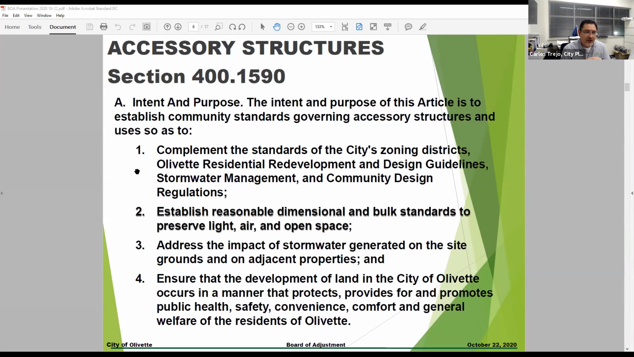So these dimensional and bulk standards are what the council has felt are reasonable and reflective of our community character, and should be compatible throughout all properties within the city of Olivet. And then, of course, to address the impacts of stormwater generated on the sites and to ensure that the development of land occurs in a manner that promotes public health, safety, convenience, comfort, and general welfare for our residents.